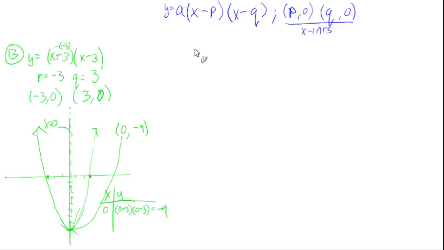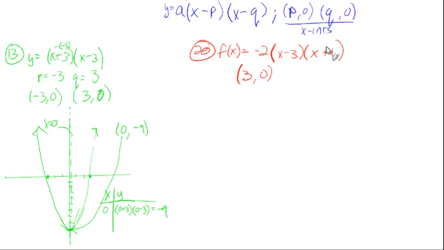Let's do number 20. F of x equals negative 2 times x minus 3 times x plus 4. We're going to find 2 x-intercepts based on these 2 sets of parentheses, x minus 3, right? X minus p. So the first x-intercept is at 3 comma 0 because we're subtracting 3.